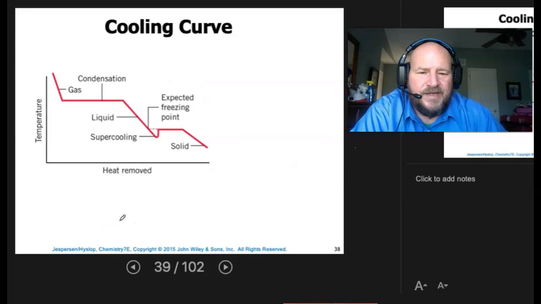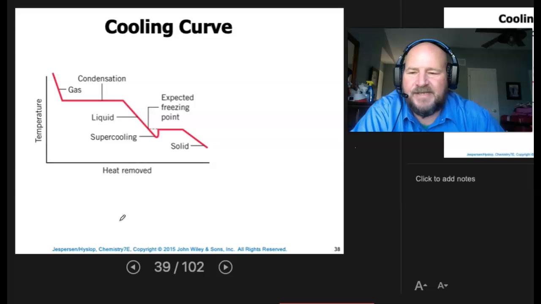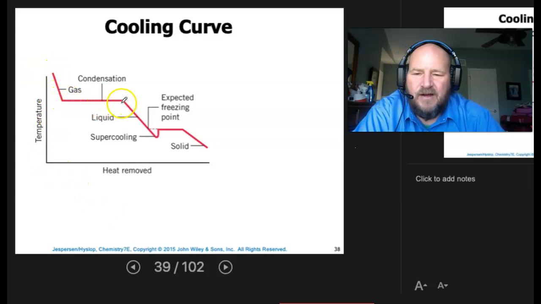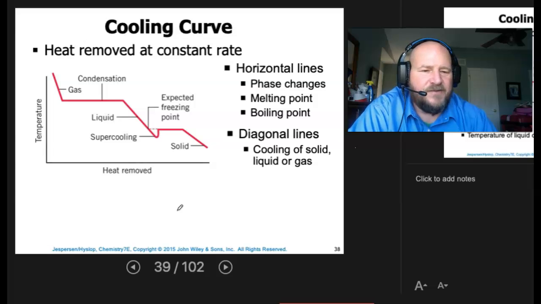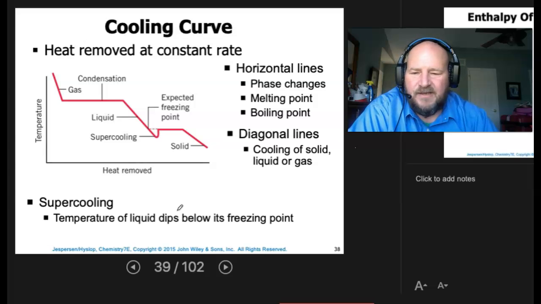Now we can also cool it down. So this was another experiment you could do on the DSC. So now you're going to start with your gas. You're going to let it cool down, and you'll see the curve just be the opposite. And then, of course, here we get some supercooling where it goes past and then starts to realign itself. So horizontal lines are the phase changes again, melting point, boiling point. The diagonal lines, of course, are your cooling of the solid, liquid, or gas.